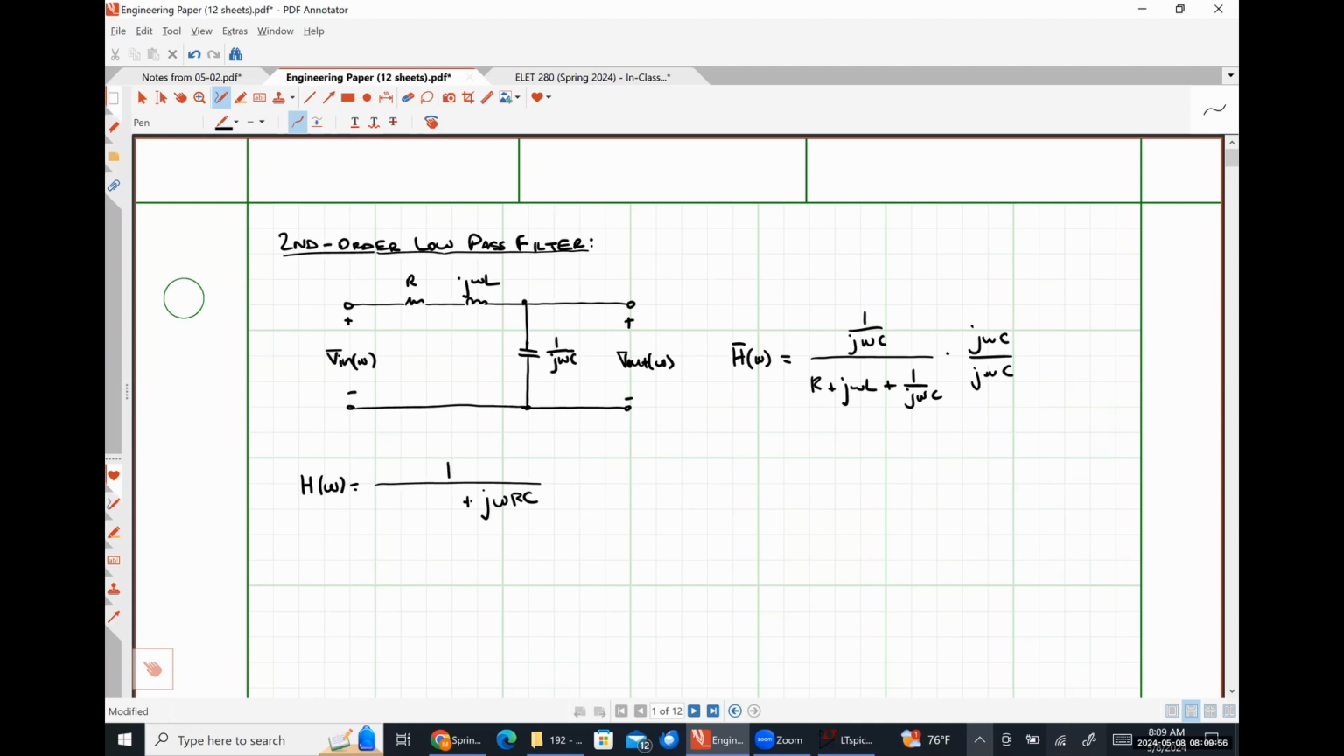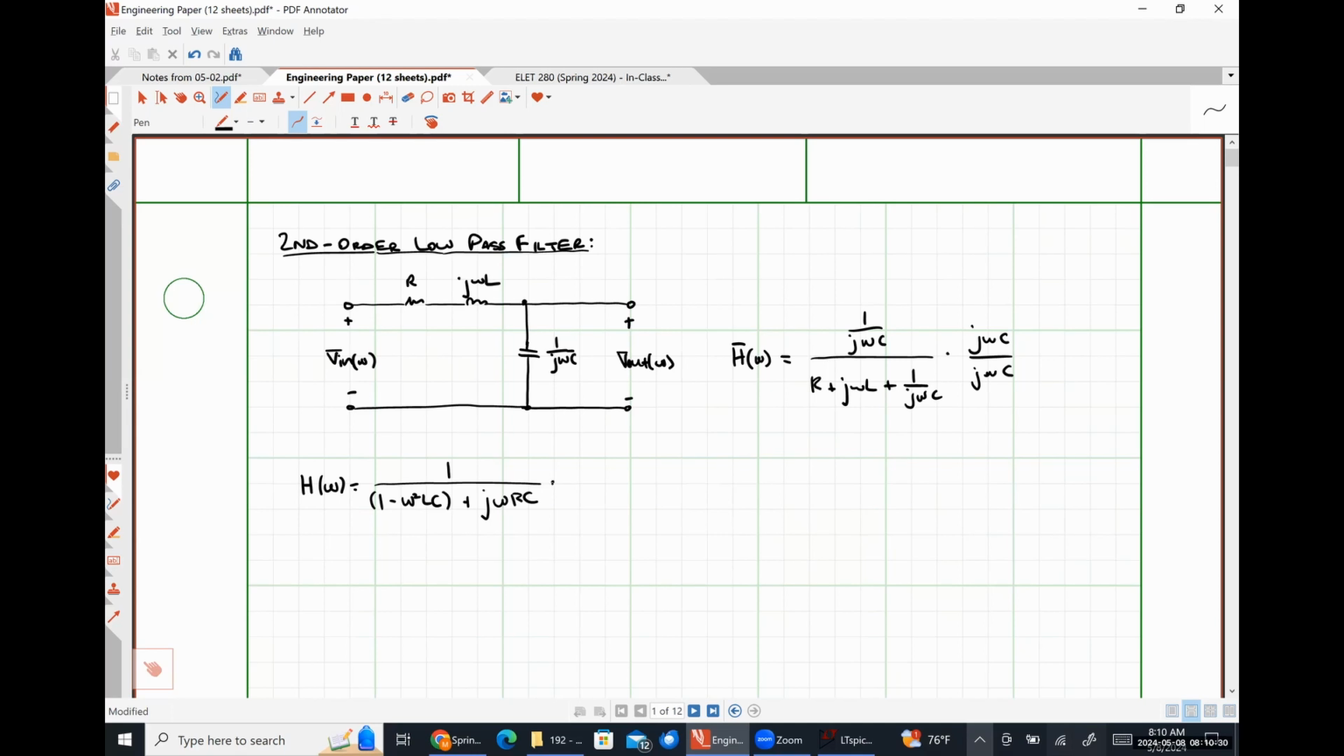For the other bits, I have j times j, right? So that's going to look like -1, j squared is -1. So I'm going to have -1 omega squared LC, and then I'm going to have a +1. So I'm going to write this as 1 minus omega squared LC, like so.